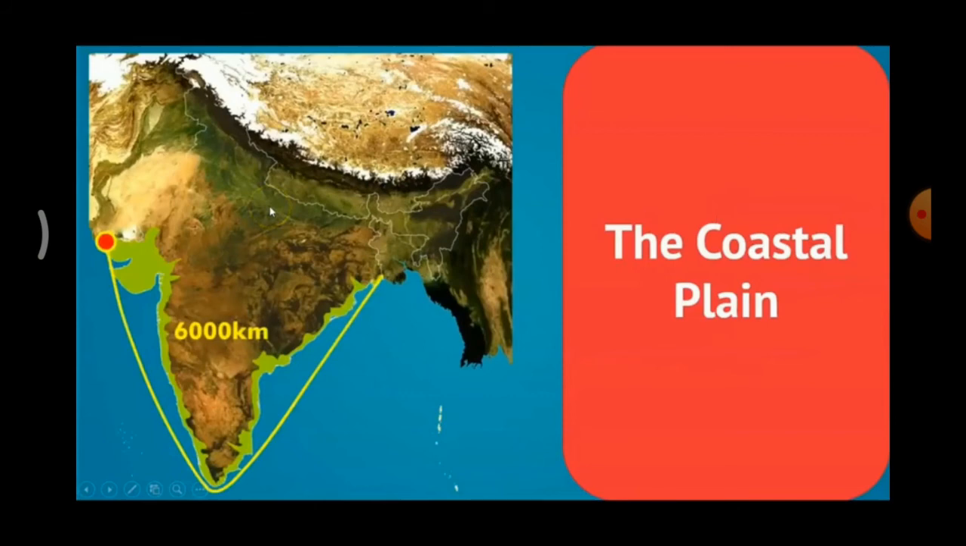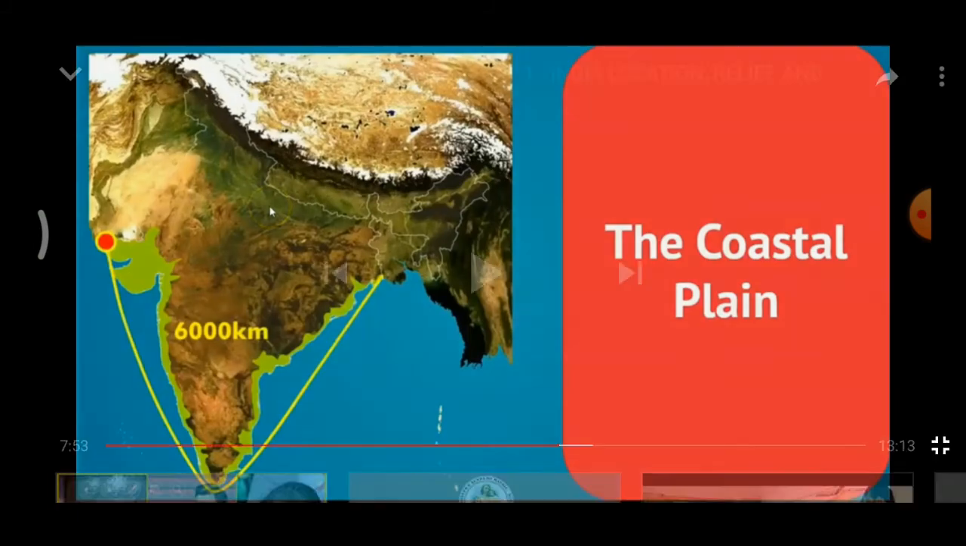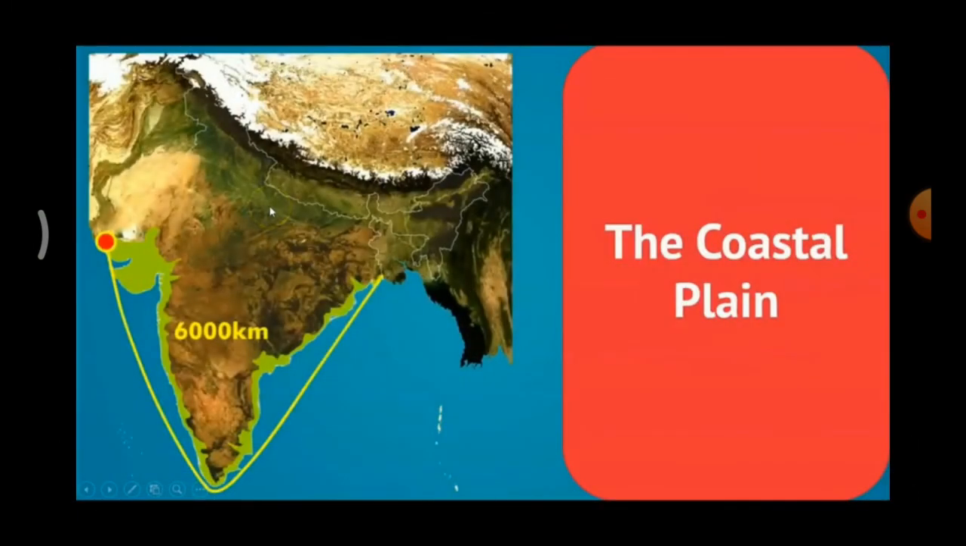Next one, Eastern coastal plain. It lies between the Eastern Ghats and the Bay of Bengal. Okay, don't forget, this Eastern coastal plain lies between the Bay of Bengal and the Eastern Ghats. Among the backwater lakes of this coast, Lake Chilka is the largest lake. Kolleru Lake lies between the deltas of Godavari and Krishna, and Pulicat Lake lies on the border of Andhra Pradesh and Tamil Nadu.